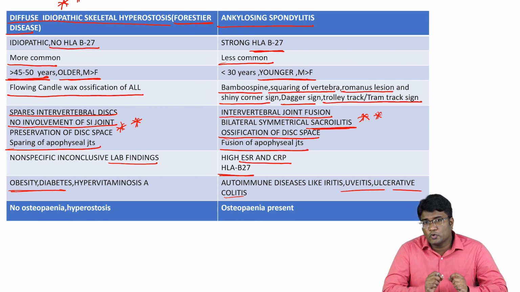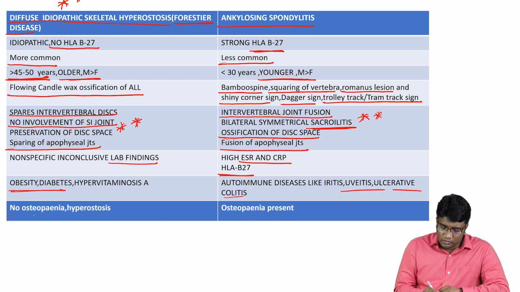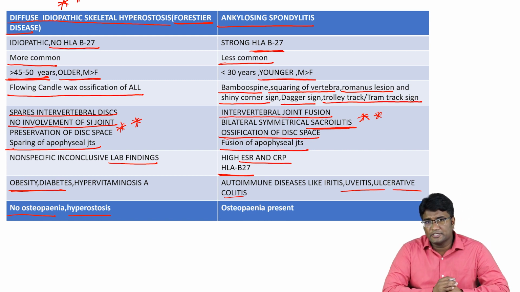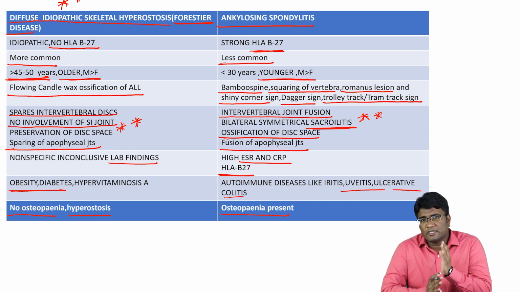Important to remember, there is no osteopenia. Instead, there is hyperostosis. The name says it, diffuse idiopathic skeletal hyperostosis. So, no osteopenia, but hyperostosis is seen in DISH, whereas ankylosing spondylitis has demineralization of the spine or osteopenia. I hope this will give you a clear distinction when you look at a lateral cervical radiograph tomorrow. Is it Klippel-Feil syndrome? Is it DISH or is it ankylosing spondylitis? Look at the intervertebral disc space, look at the apophyseal joints, look at the flowing wax ossifications, and you'll be able to make those differentiations more easily.